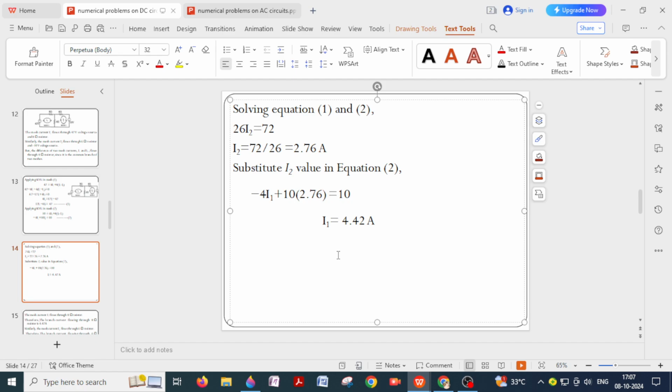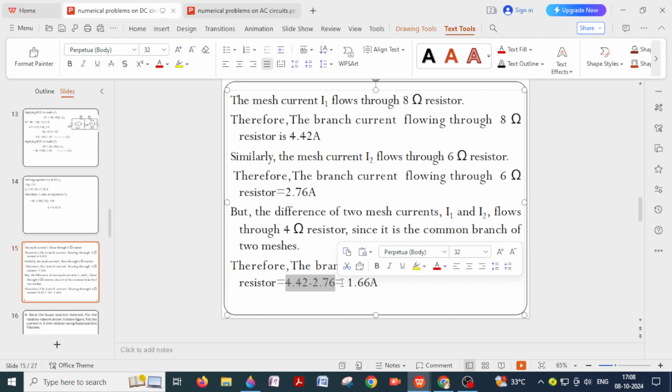Now in the 6 ohms resistor, I2 current flows. If you see the circuit, you will come to know how much current flows through the 6 ohms. That is I2 current, which we just calculated. How much is it? 2.76 amperes. Now in the 4 ohms resistor, differential current flows. It is the difference of I1 and I2, 4.42 minus 2.76, that is 1.66 amperes.